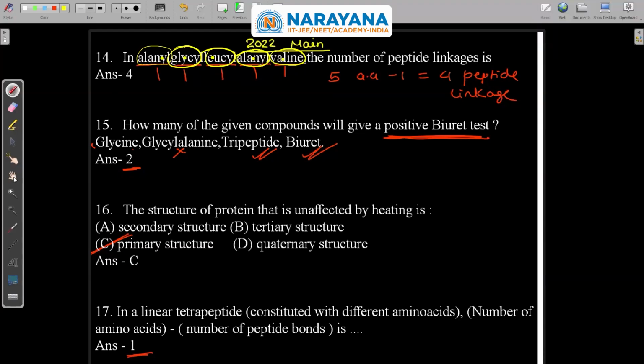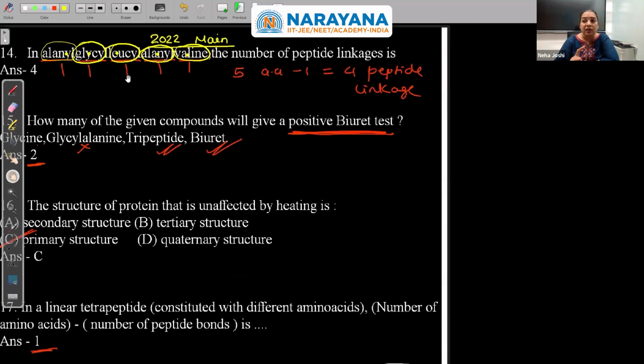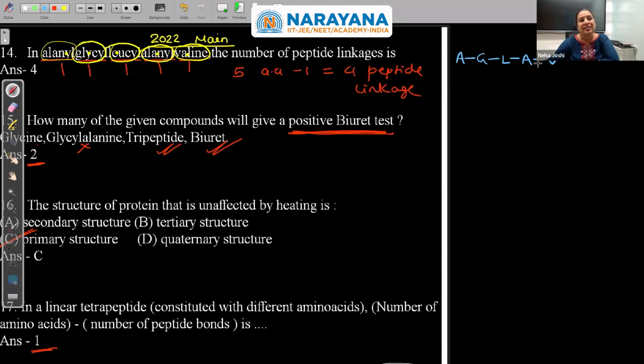Ma'am, but isn't alanine repeated? Still, it does not matter that those amino acids have to be different to name it as a pentapeptide or whatever the structure is. 5 amino acids, so pentapeptide. So it doesn't have any impact. Like say A is alanine, G is glycine. So there is one peptide linkage, na? Then leucine, then again alanine, then again valine. So 5 amino acids. And how many peptide linkages? These horizontal lines are the linkages. So I will have 4 linkages. It doesn't have an impact. The peptide linkage will be formed when they are joined, right?